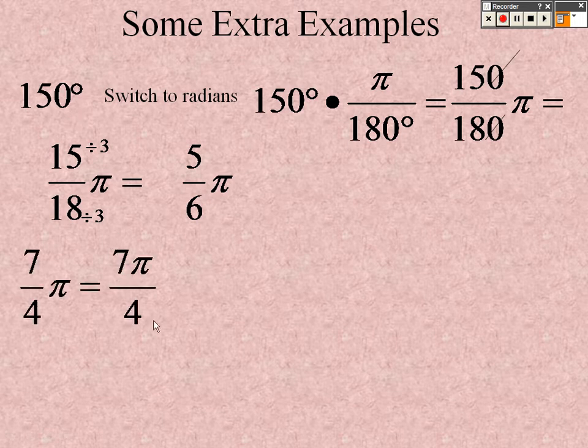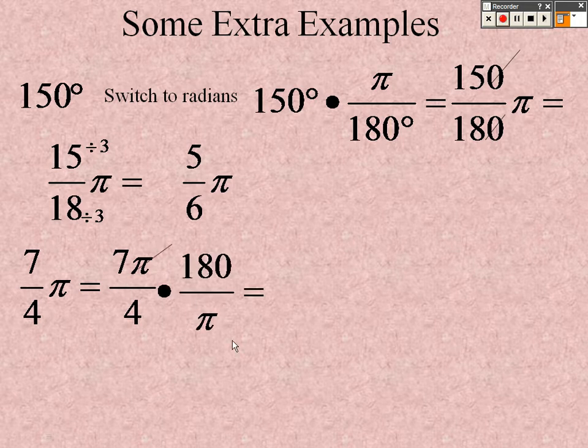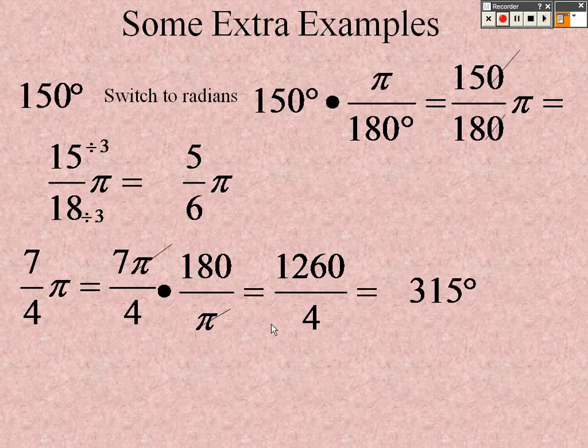So 7 pi over 4, what would you do there? How would I take that and write that into degrees? Well, since we have a pi on top, that means I'm going to put a pi on the bottom and 180 on top. This way the pi's cancel out. Then I can do 7 times 180 and divide that by 4. So it's 1260 divided by 4, which is 315 degrees. Okay?